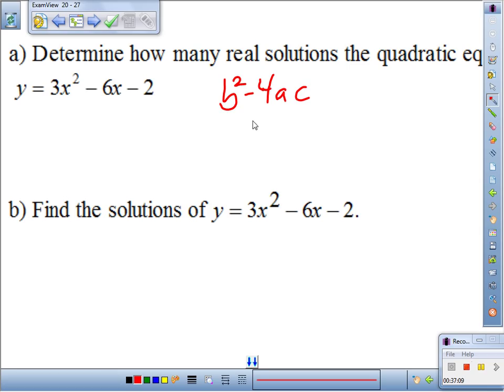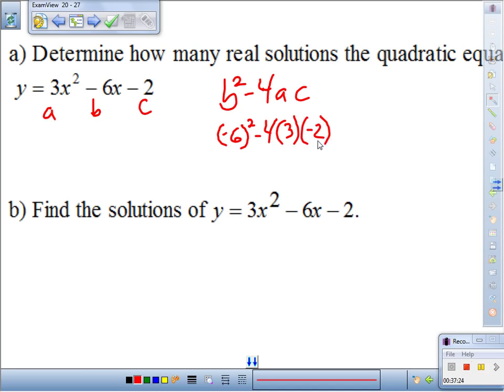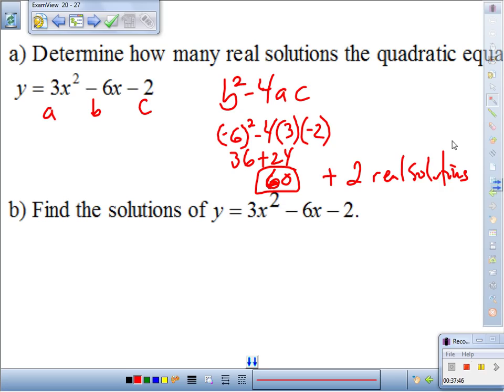Stop throwing stuff. So let's see. We got a, we got b, and we got c. You substitute values in here. So we got negative 6 squared minus 4 times 3 times negative 2. This is 36. Negative times the negative is a positive. 12 times 2, that's 24. So this is 60. This is a positive number. Therefore, how many real solutions? 2 real solutions. Or 2 roots. You guys remember that?